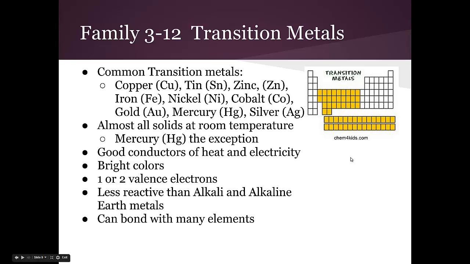After this, in the next video tomorrow, we are going to talk about the last few groups, which are the metalloids and nonmetals. And we're going to talk about those properties and the trends that we see as we're moving from left to right in the periodic table.